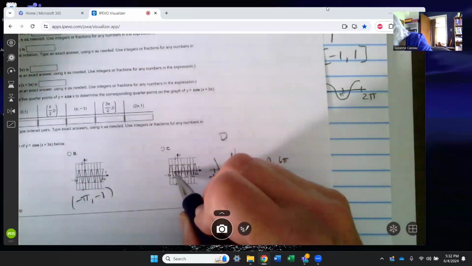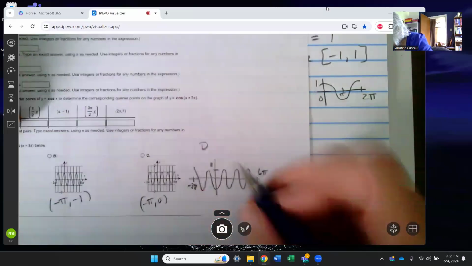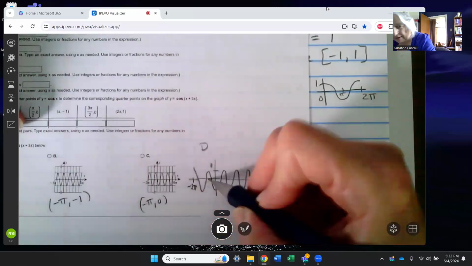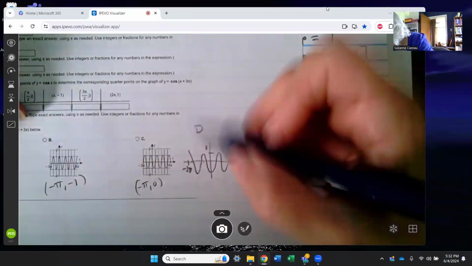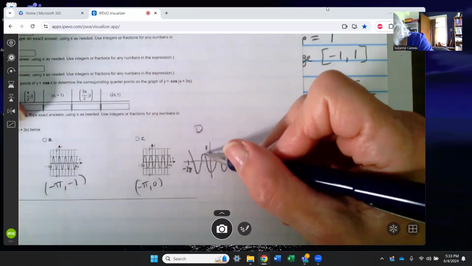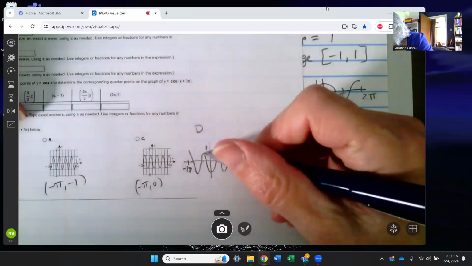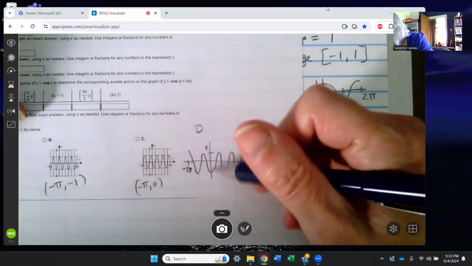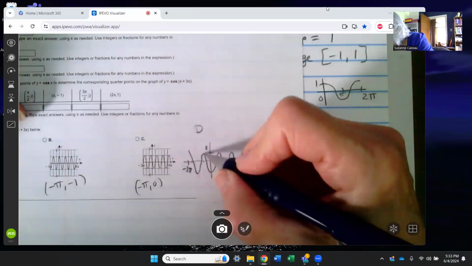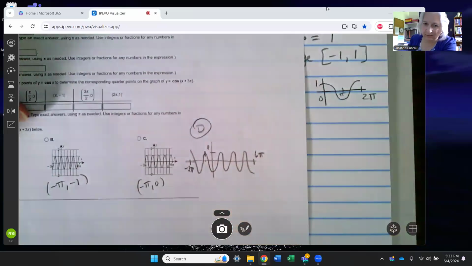This one is not it either. This one's negative pi 0. This one is negative pi. I know this is terrible, but negative pi 1, this is the graph right here. I had to sketch it in.